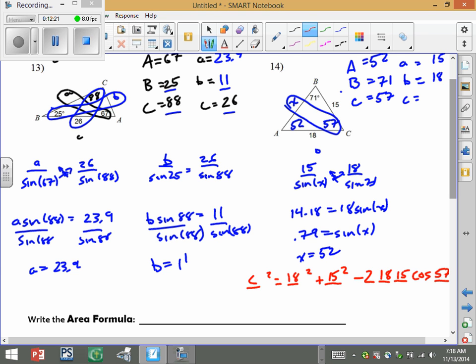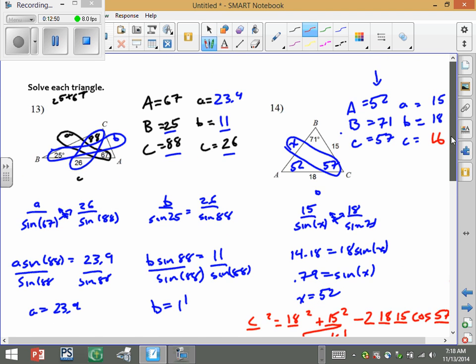And I could literally type all of that into the calculator at once. So 18 squared plus 15 squared minus 2 times 18 times 15 times cosine 57. And that is C is 16. So C is 16. All right, the area formula, remember that's 1/2 AB cosine of angle C.